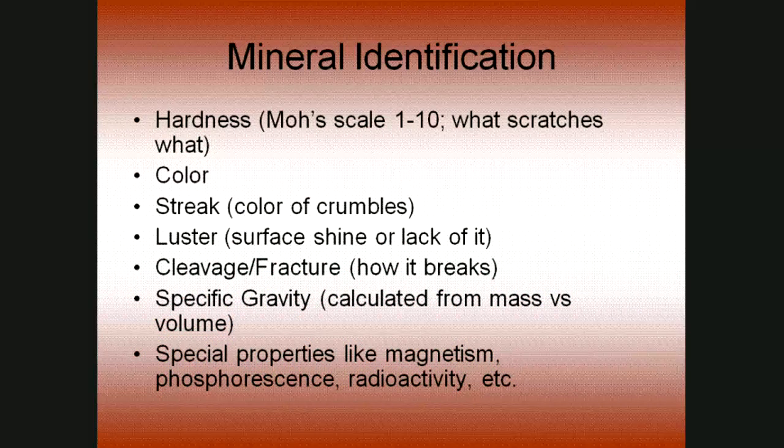When we determine that it's probably a mineral, that's when we go to these things to try to identify which mineral it is. What's its hardness? 1 to 10 on the Mohs scale. What scratches what? And we have some basic tools like a copper penny, a steel nail, or an iron nail, our fingernail. They have known hardnesses that we use as reference points.